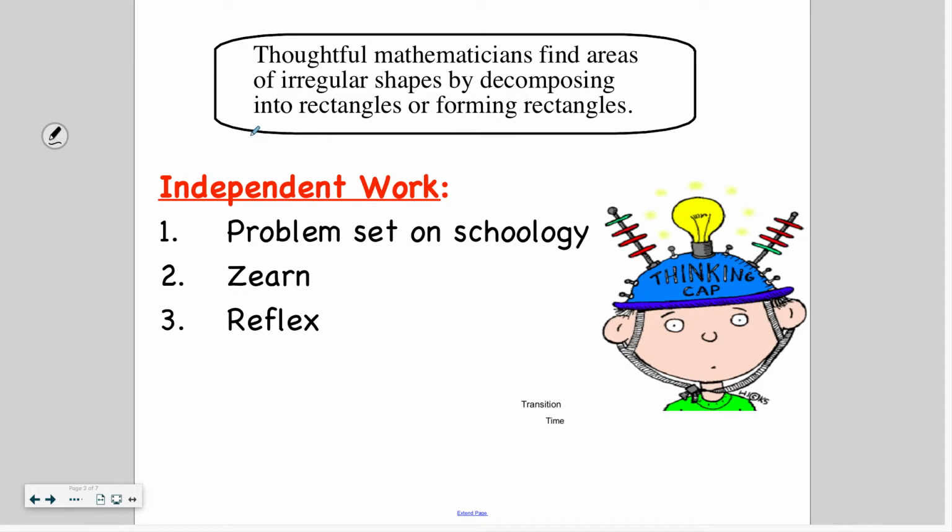So let's get started with our learning intention. Thoughtful mathematicians find areas of irregular shapes by decomposing into rectangles or forming rectangles. So I'll explain what I mean by that when I model.